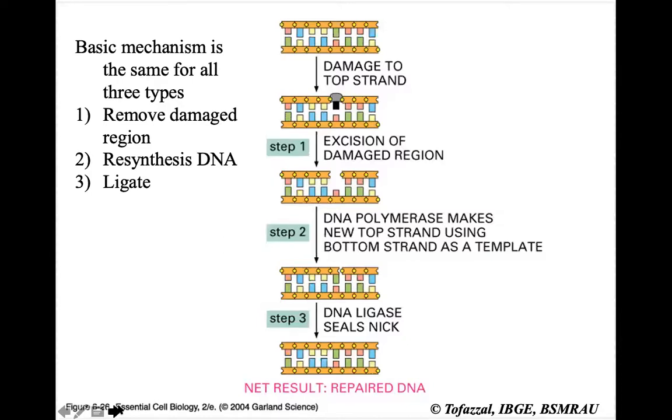The basic mechanism is the same for all types of damage. For example, damage to one strand, damage detection, excision, then repair, and then sealing. So in all cases, first remove the damage, resynthesize the DNA to replace it, and then ligate, pasting it to make the repaired strand. So the basic principle for all damage repair is similar.